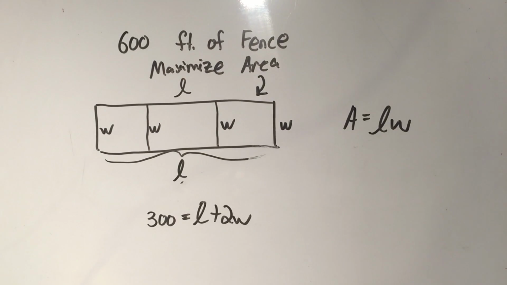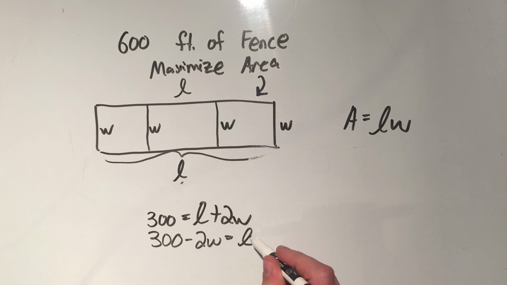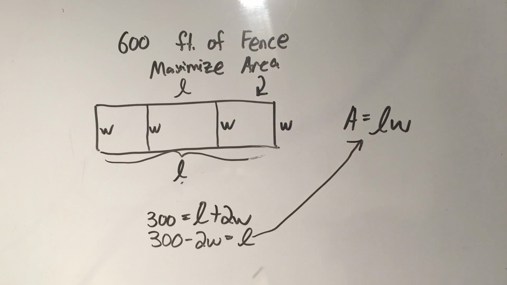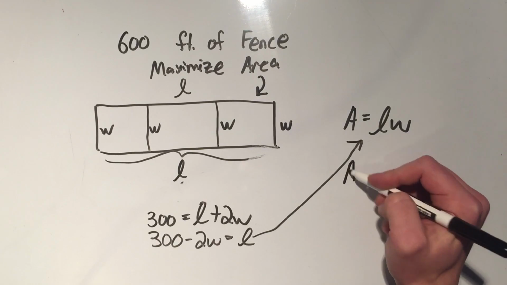But it's in terms of two variables. I don't feel like doing a product rule. I don't feel like doing an implicit differentiation kind of deal. So let's use what we already know about L and W, and we're going to make a substitution. You'll see that if I subtract 2W from both sides of this equation, I'll have 300 minus 2W equals L. And now I have an expression of L in terms of just W. And now I'm going to substitute that in for this L in my area equation.